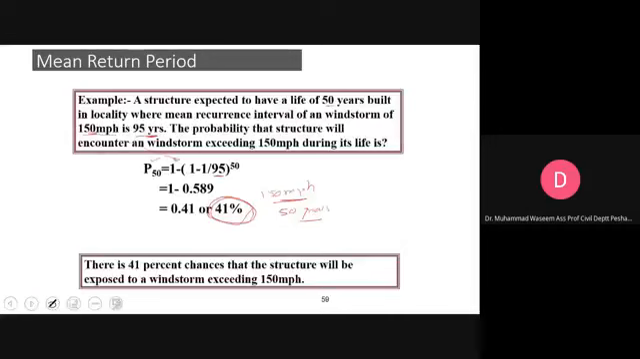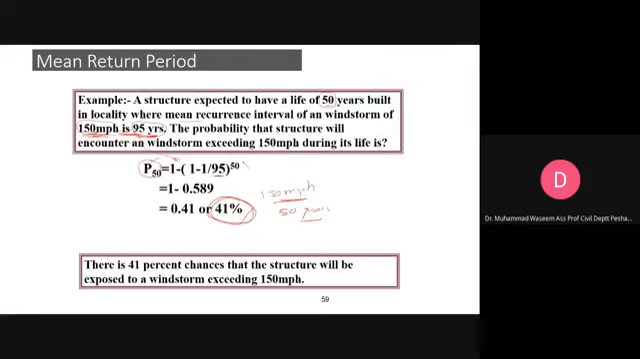Okay, now this isn't just an example: a structure is expected to have a life of 50 years. So this is the life of your structure. Where this building is constructed, the mean recurrence interval of a windstorm is 95 years, and the magnitude of wind is 150 miles per hour. We want to know the probability of accidents, the chance of occurrence of this intensity, in 50 years.